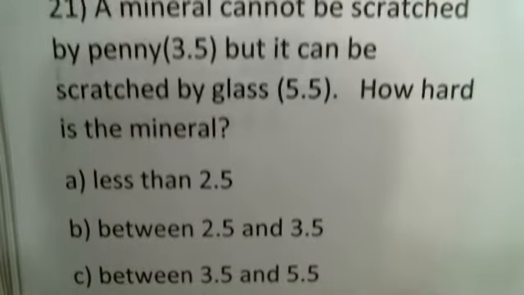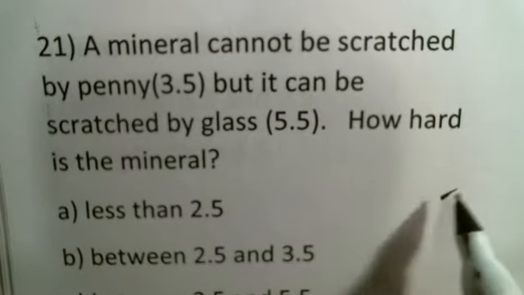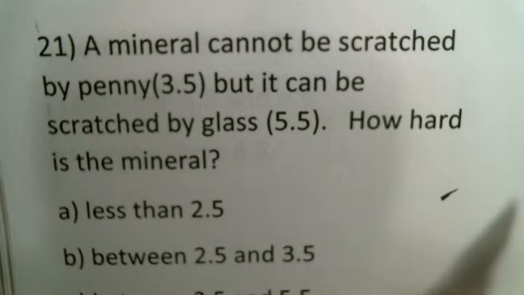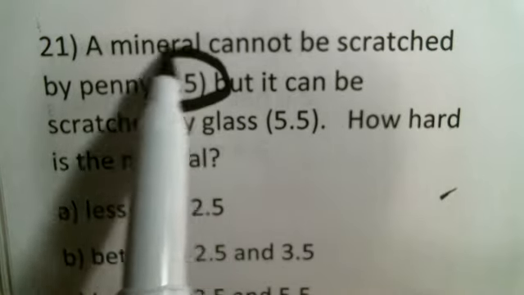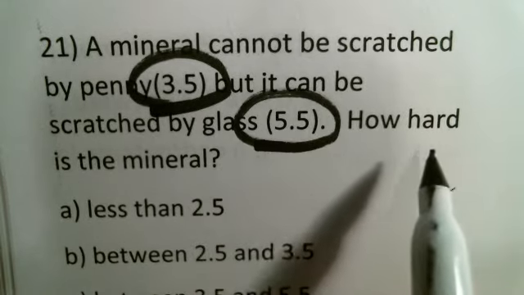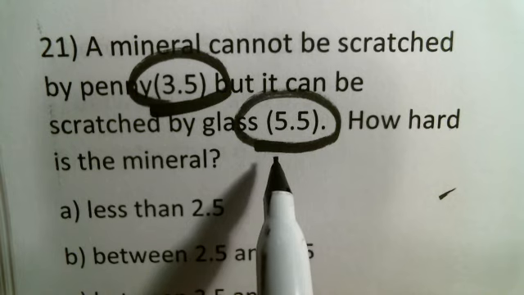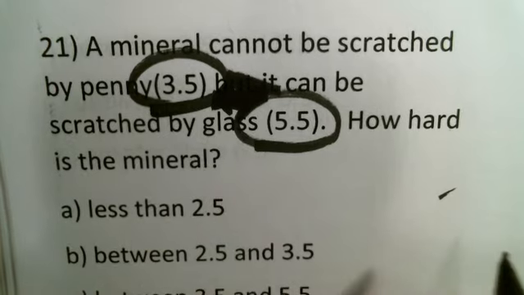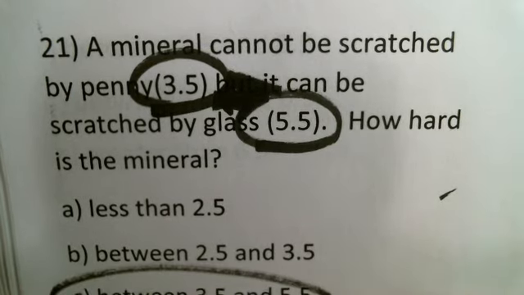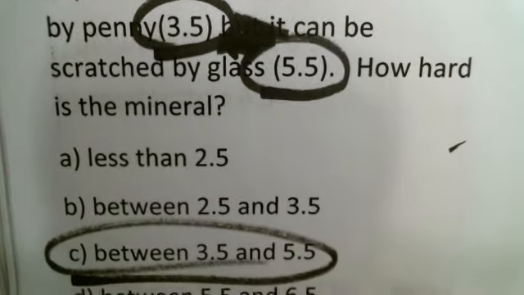Number 21. A mineral cannot be scratched by a penny, but it can be scratched by glass. How hard is the mineral? Well, these are the 2 numbers that are important. If it can be scratched by one but not the other, then the mineral is going to be somewhere in between those 2 values. So it's going to be between 3.5 and 5.5.